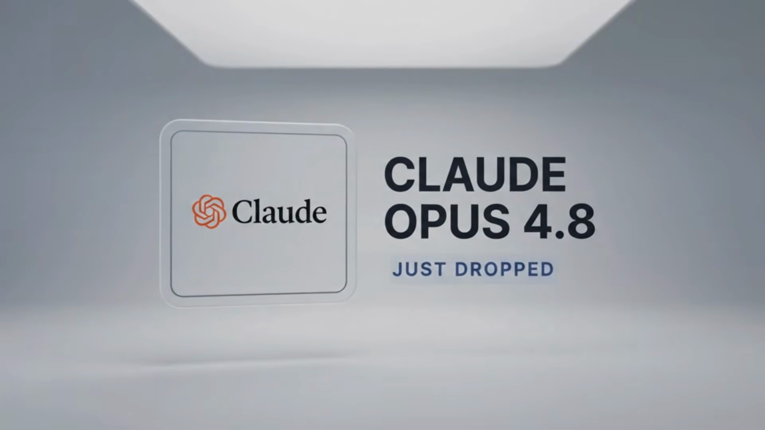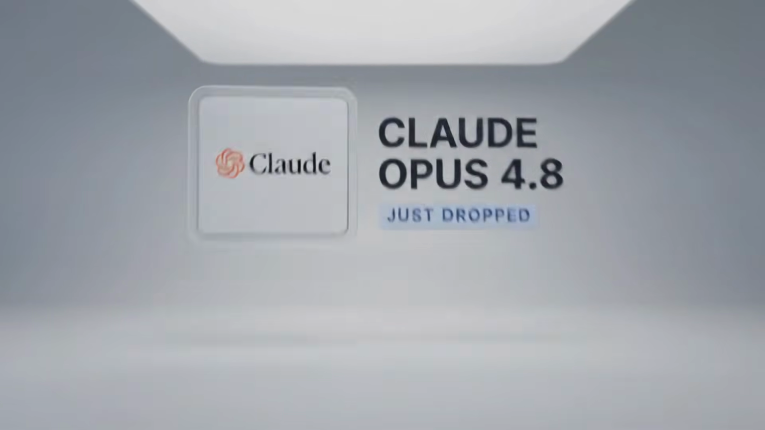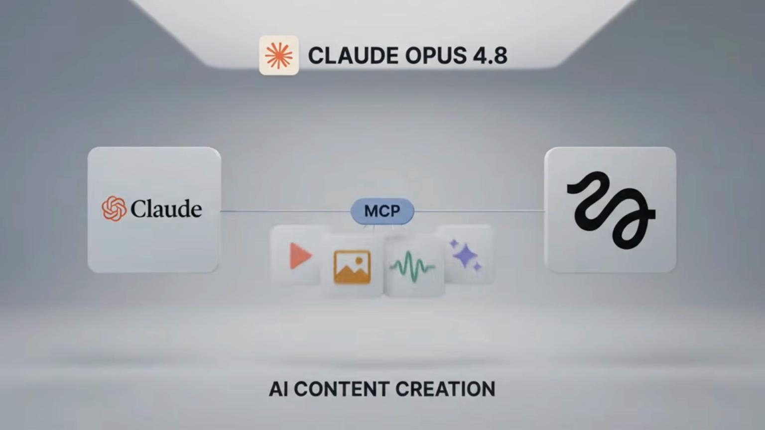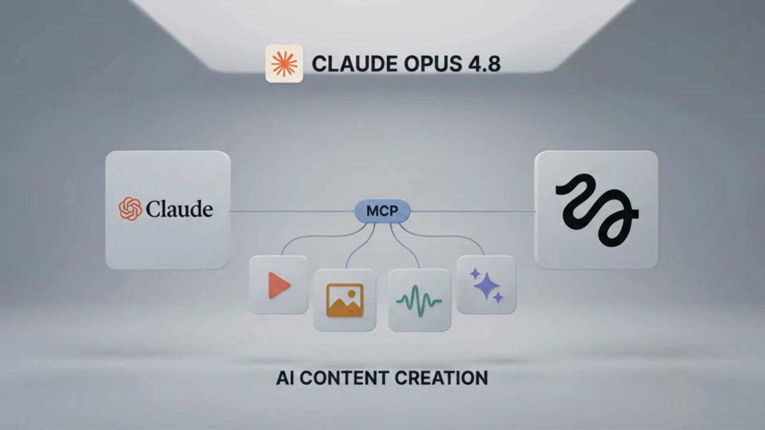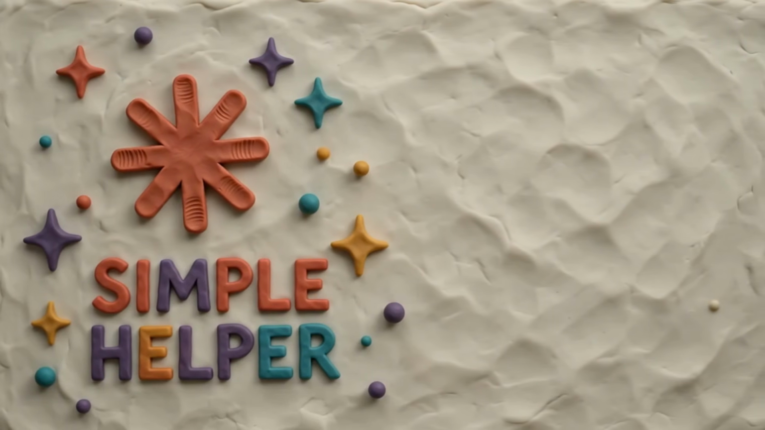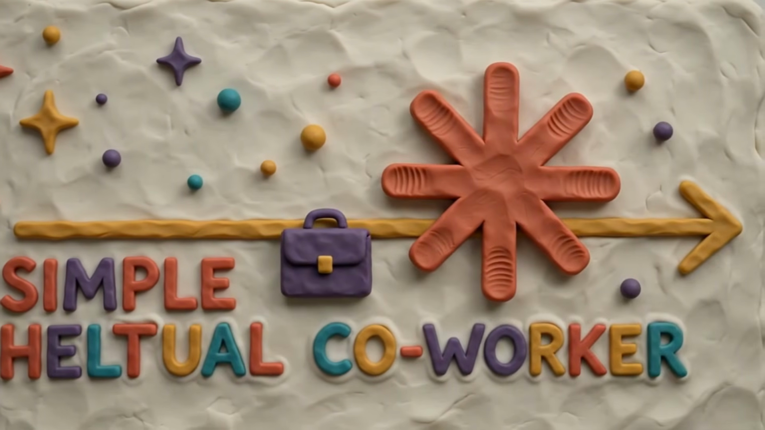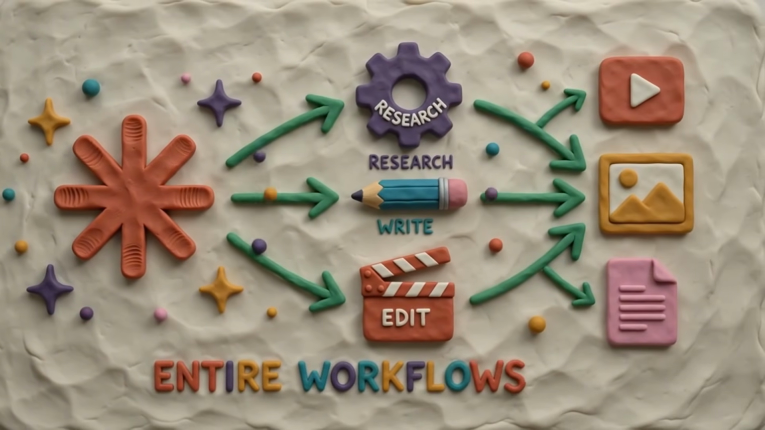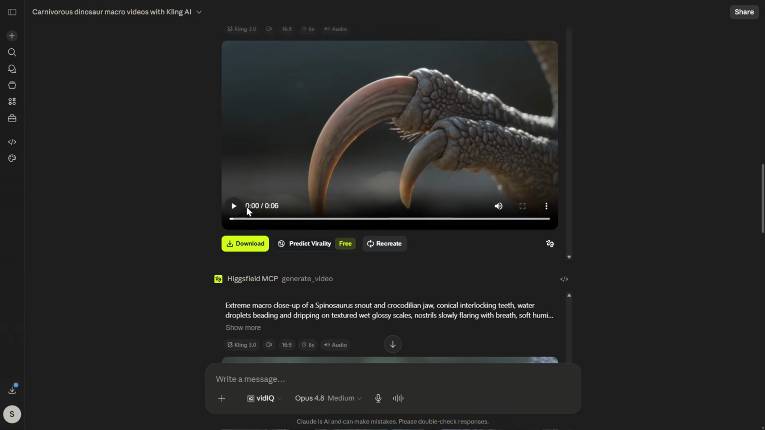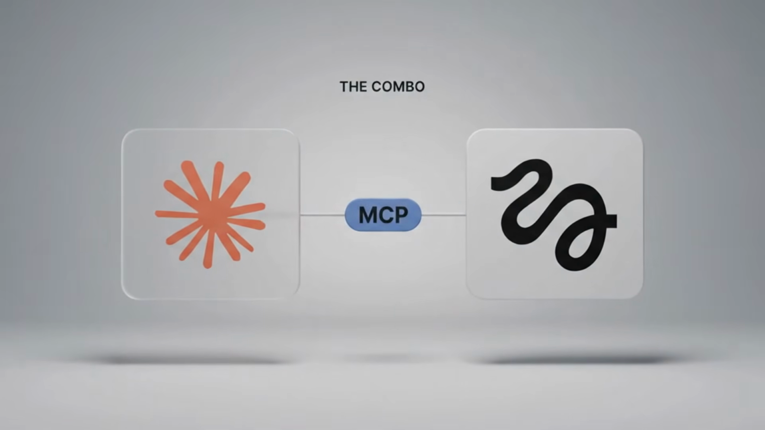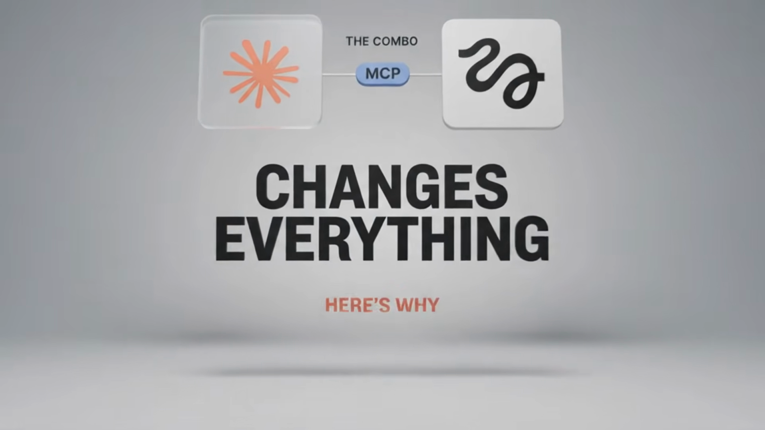So Claude Opus 4.8 just dropped, and it is absolutely insane when it comes to agentic tasks, and when you connect it with Higgsfield MCP, it is a complete game changer for AI content creation. Claude now goes from being a simple helper to an actual coworker, one that will actually make content for you, handle entire workflows on its own, and do things that will make your content creation process way faster. So today I'm going to show you exactly how this combo works and why it changes everything.